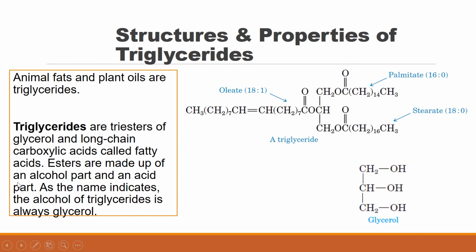So esters are made up of an alcohol part and an acid part. That's how we do the synthesis of esters. As the name indicates, the alcohol of triglycerides is always glycerol. So the triglyceride is derived from glycerol, and tri means there are three carboxylic acids formed in the process. So here you notice that on the side chain of this glyceride, you have the acyl bond.